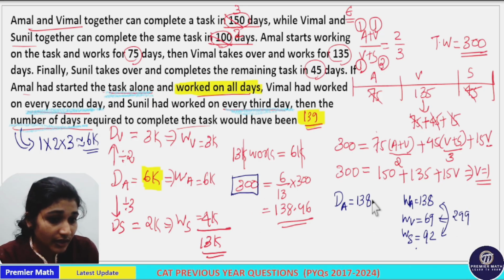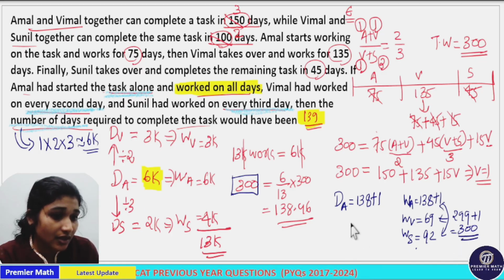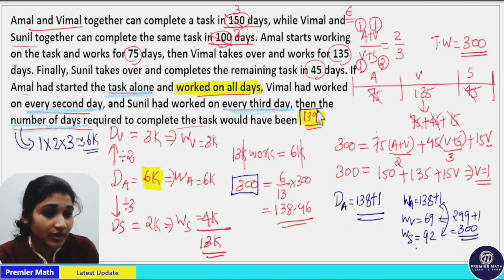So if I'm taking the days completed by A as 138 plus 1, one more day, if A works, then one more unit is completed. So a total of 300 units of work is completed in a total of 139 days. 139 days. So your answer is 139.